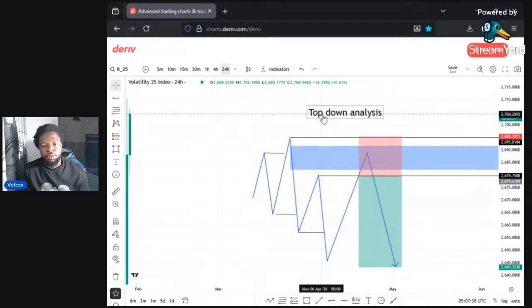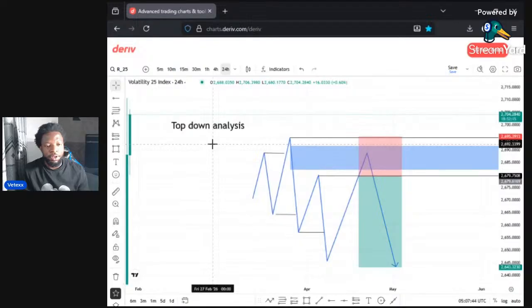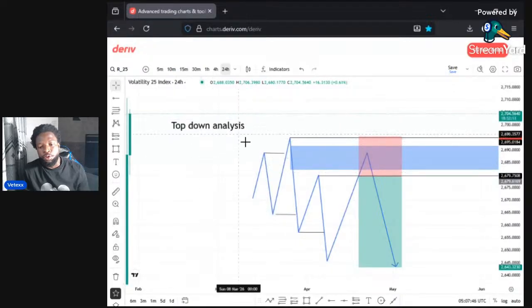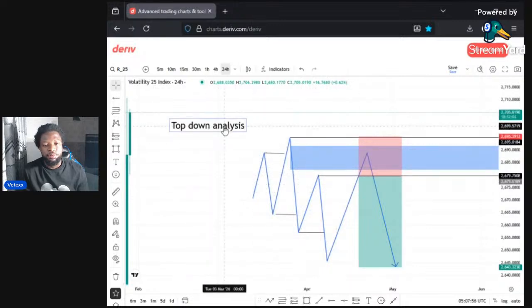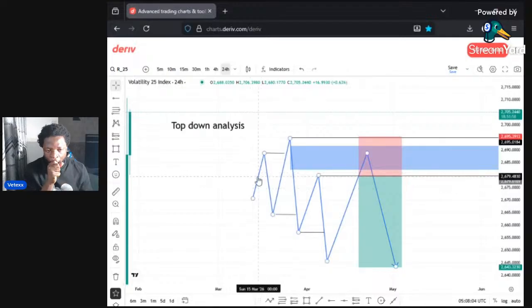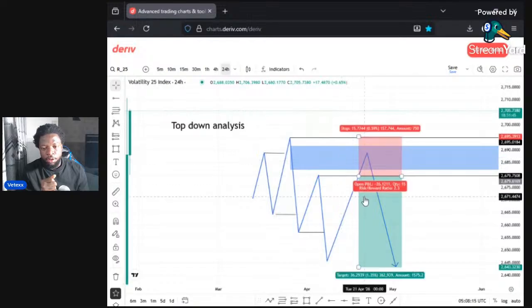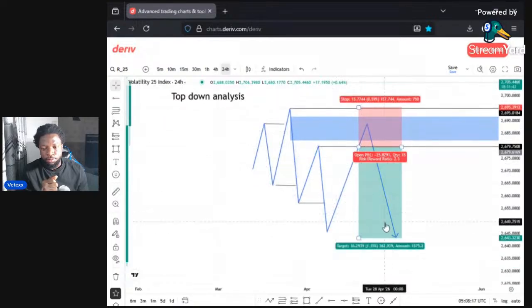Okay, so top down analysis using different time frames. This pattern is combined with other time frames. We do what they call top down analysis, whereby we analyze our market from the higher time frame, then we scale to the lower time frame for our continuation. Okay, so this is the weekly time frame. For example, if we have this as the weekly time frame, or let's say we have this as the daily time frame. Okay, now this is something that we normally look out for.